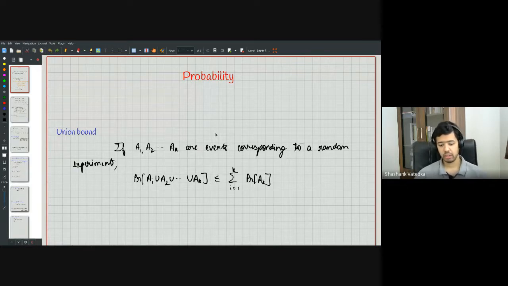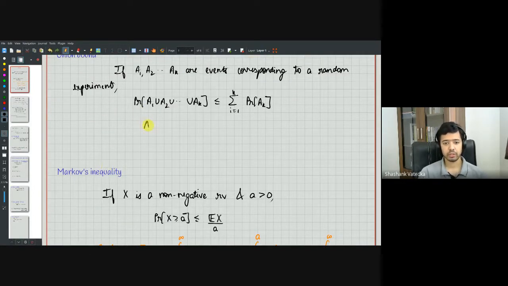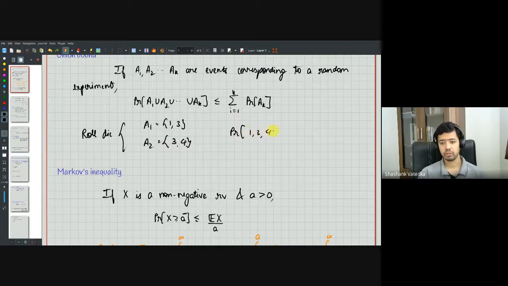All right. So, for example, if you are, say, rolling a die, and let's say that event A1 is the event that you get either 1 or 3, and event A2 is that you get either 3 or 4, then the probability of the union of these two events, 1, 3, 4, is upper bounded by the probability of 1, 3 plus the probability that you get either 3 or 4.